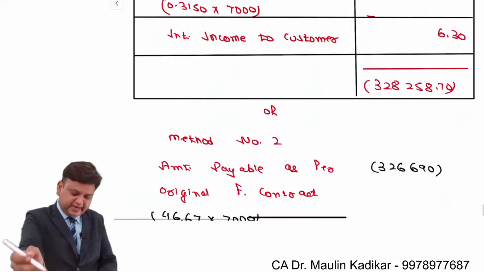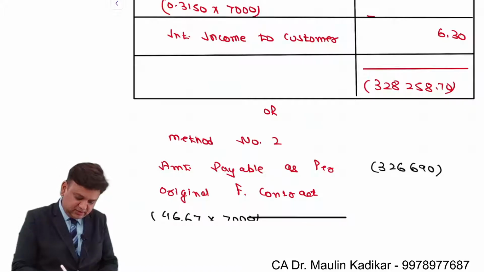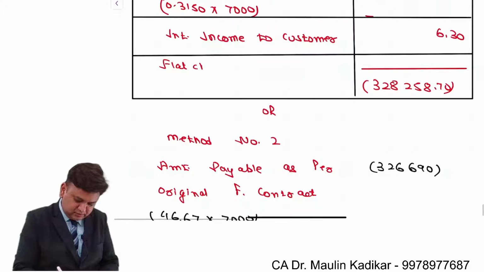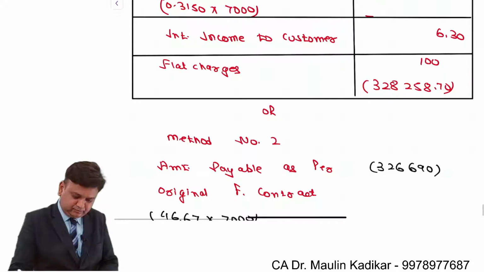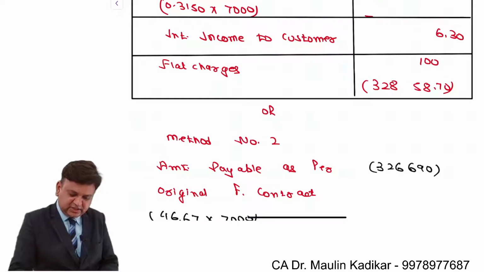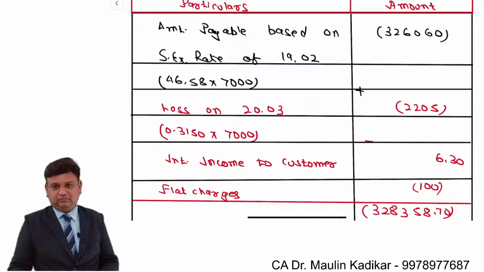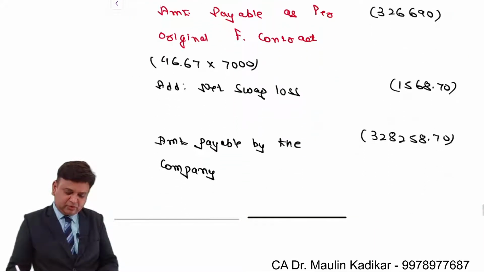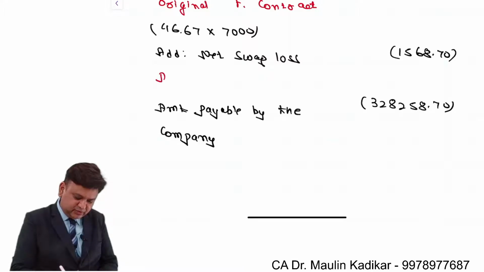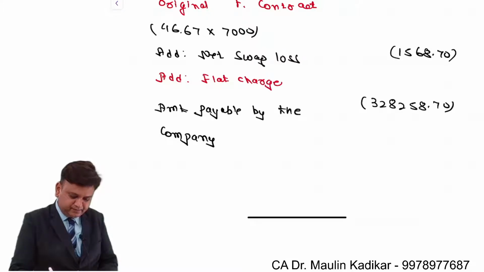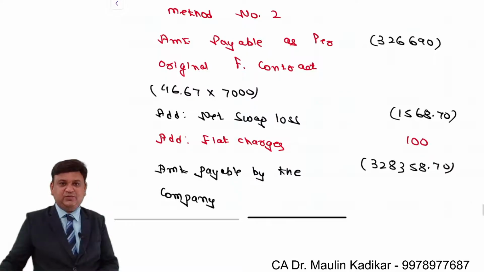Over here, friends, one more thing to be added is the flat charges of 100 rupees. That is required to be paid. So over here, it is 358. Please write an answer. Method number 2, in that also I add the flat charges of 100 rupees. Please write down this answer as well.